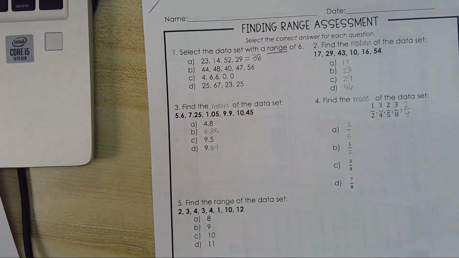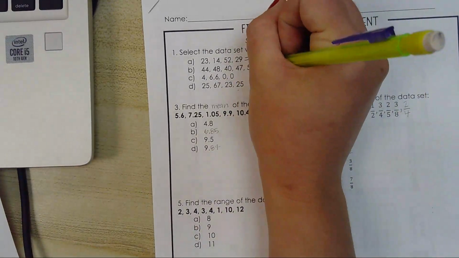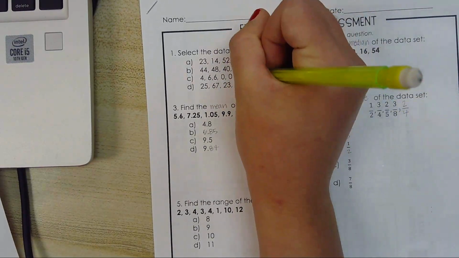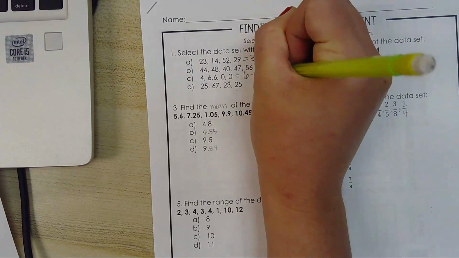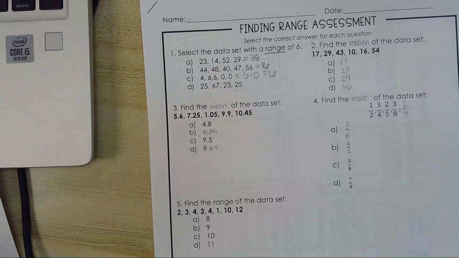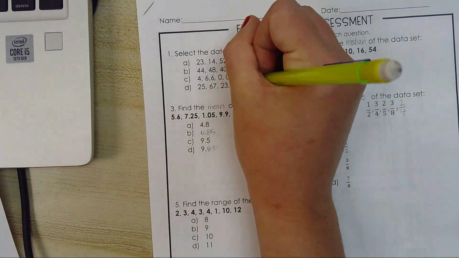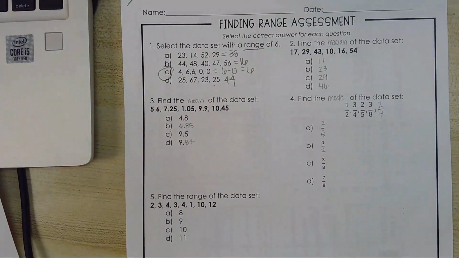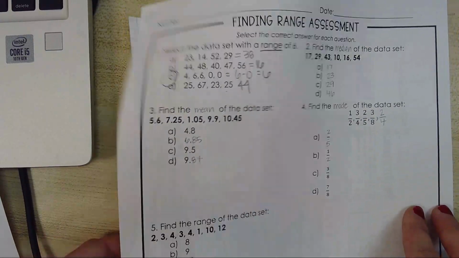All right, looking at B, what's my maximum? 56. What's my minimum? 40. And what do you get? 16. What's my maximum? 6. What's my minimum? 0. And what do you get? 6. All right, and what's my maximum? 25. And what do I subtract? 23. And what do you get? 44. So what's my answer? C. Good job.